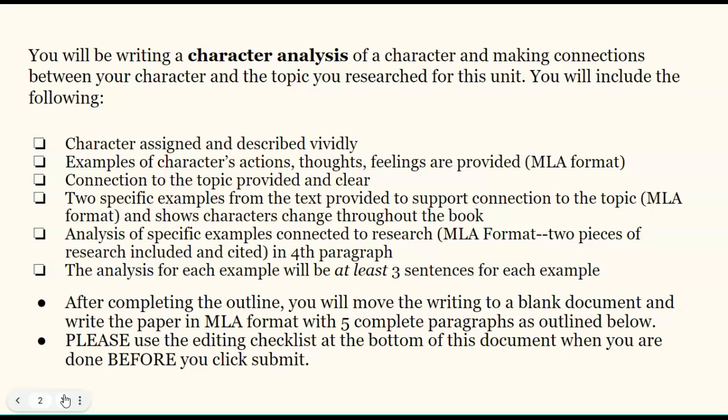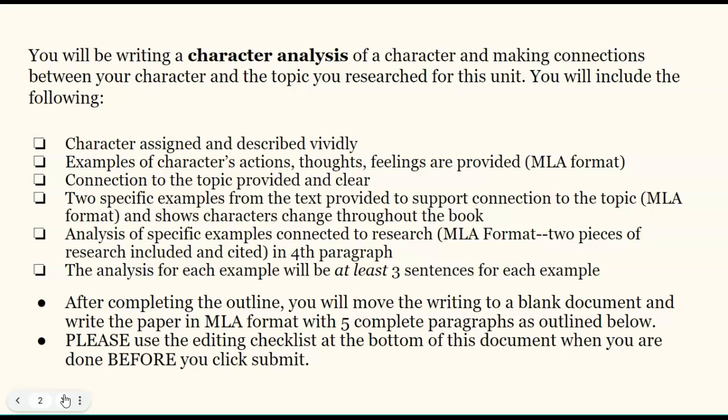You are going to make a connection between your topic and your character. It's going to be very clear by the end of your paper. You're going to provide two specific examples from the text to support a connection to your topic. I'll show you how to do that. You're going to show how your character changes throughout the book. You're going to have an analysis of specific examples connected to your research in your fourth paragraph. And your analysis for each example will be at least 3 sentences. So every time you provide a quote, whether it is for your research or from the text, you're going to analyze it using at least 3 sentences where you're describing how and why it demonstrates your character in some way.